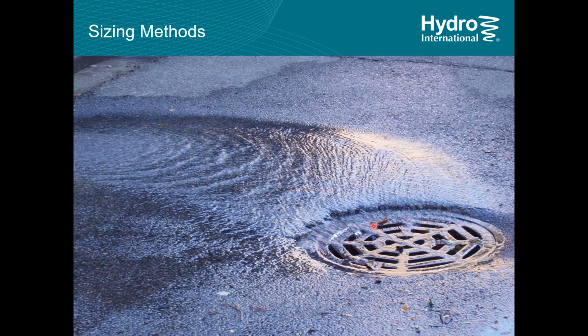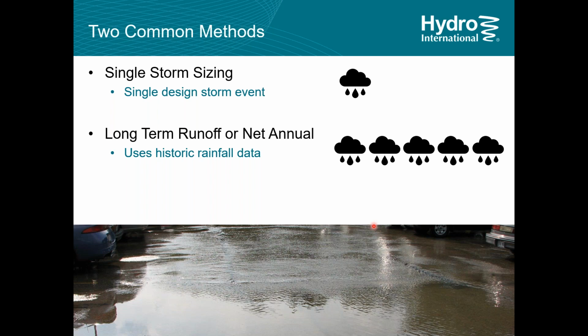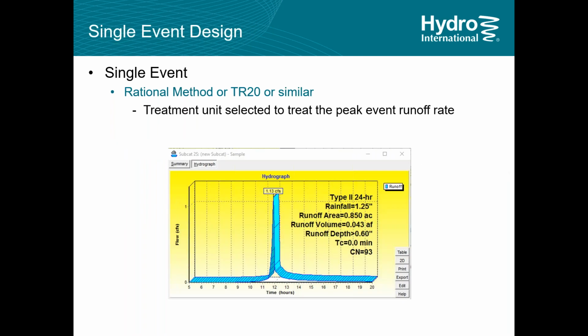So, sizing methods. If you were to go to a vendor and ask them to size a piece of equipment for you, they can do it one of 2 ways generally. One is the single storm event sizing, where you just take one design storm, which might represent 90% of all storms or less than that, and just size for that one storm. Or you can do this long-term runoff or net annual historic rainfall sizing, where you run through the system the historic rainfall data from the nearest rainfall station. Most vendors have this software built into their design toolkit now.